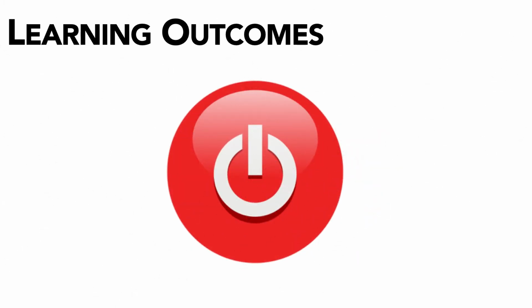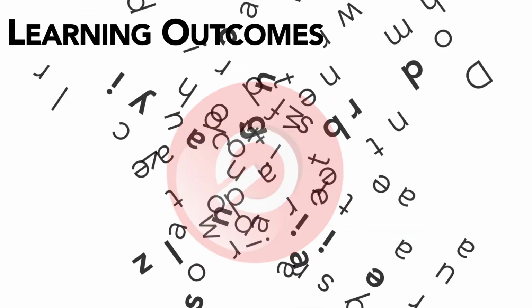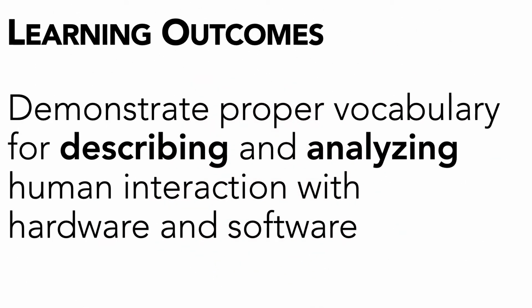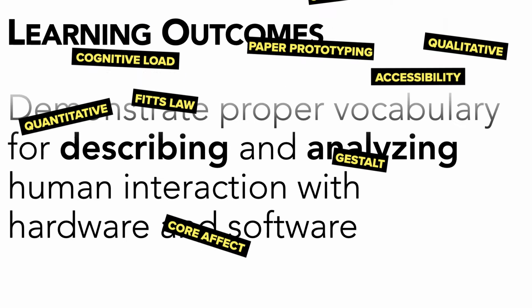Which leads us to our second outcome, that you'll be able to learn, use, and demonstrate proper vocabulary to describe and analyze human interaction with both hardware and software, such as terms like affordance and constraint, as we saw in the last learning outcome.